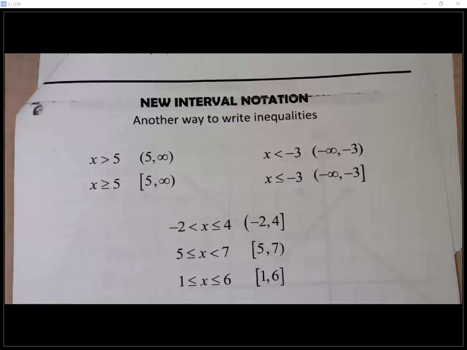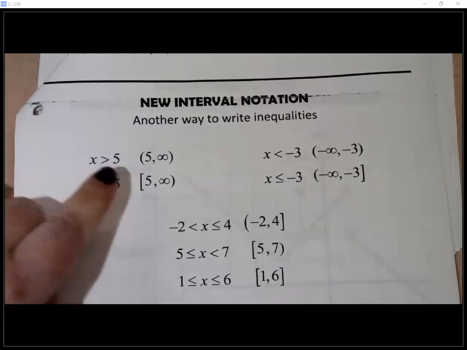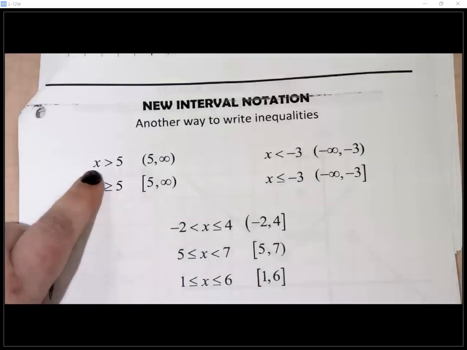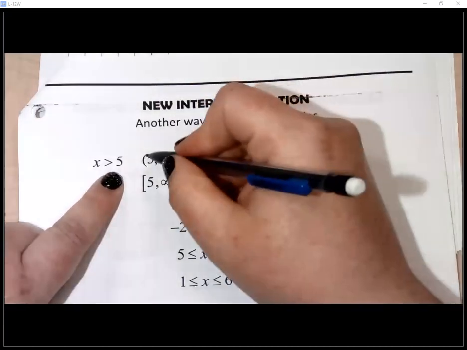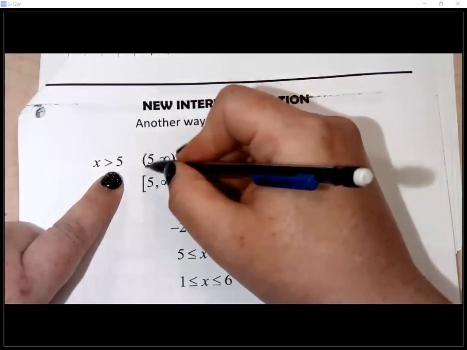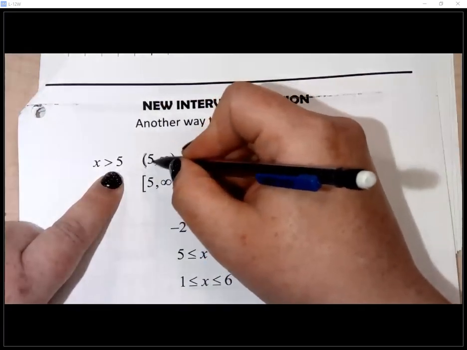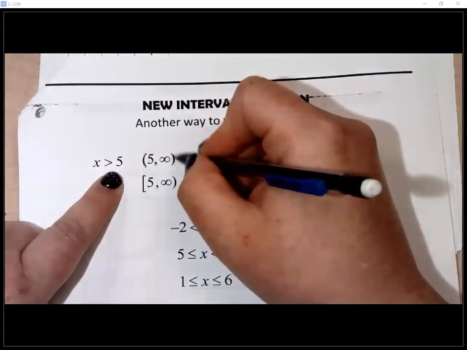All right, so let's take a look at this interval notation. What is going on here? What does this even mean? So instead of writing x is greater than 5, here's what we can do. We can put an open curved parenthesis, 5, comma, infinity, close parenthesis. What does all this mean?